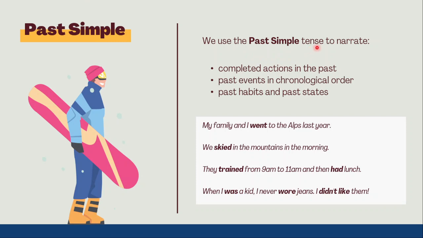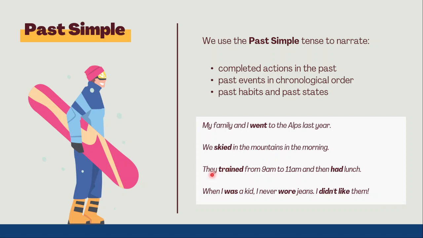We use the past simple tense to narrate, first, completed actions in the past. Second, past events in chronological order. Third, past habits and past states. So, when I say my family and I went to the Alps last year, I am giving an example of a completed action in the past, because we just went to the Alps last year. This is an action that was finished and that happened last year. Another example is we skied in the mountains in the morning. This is also a completed action in the past.